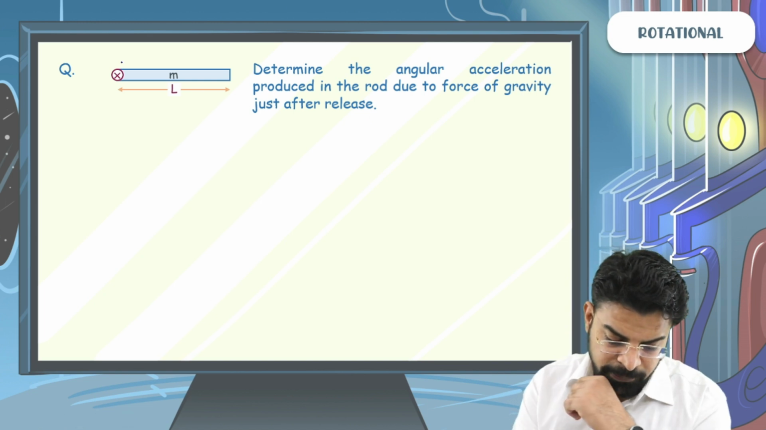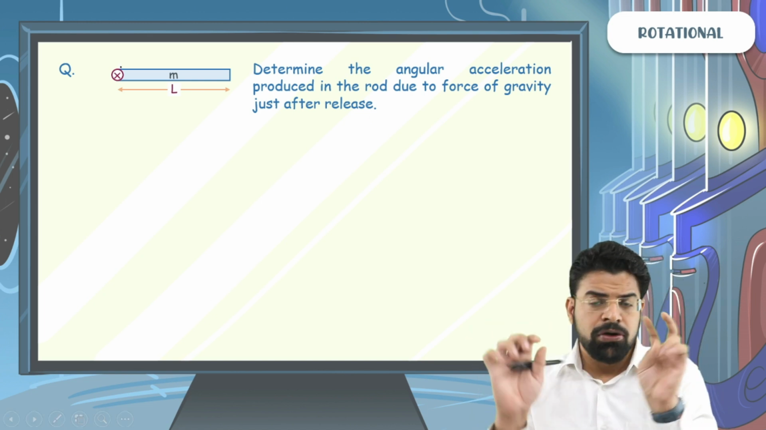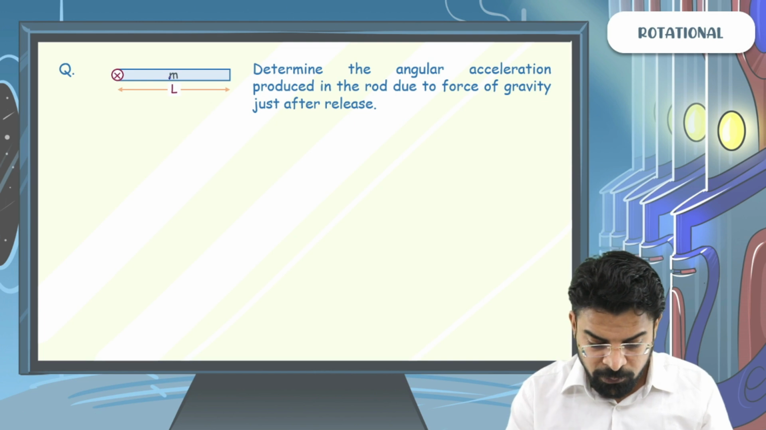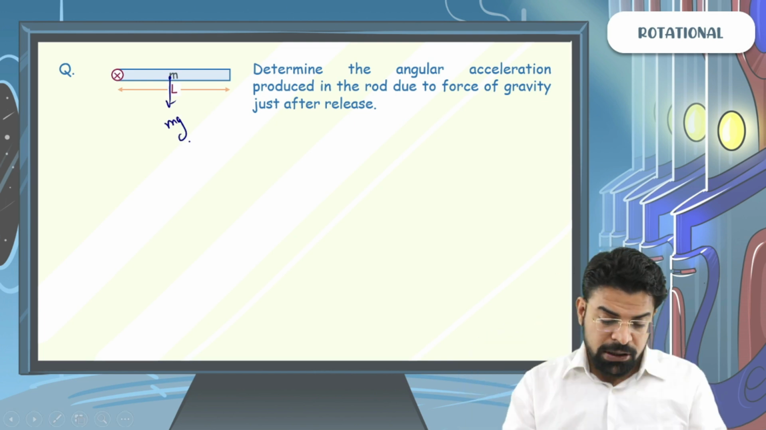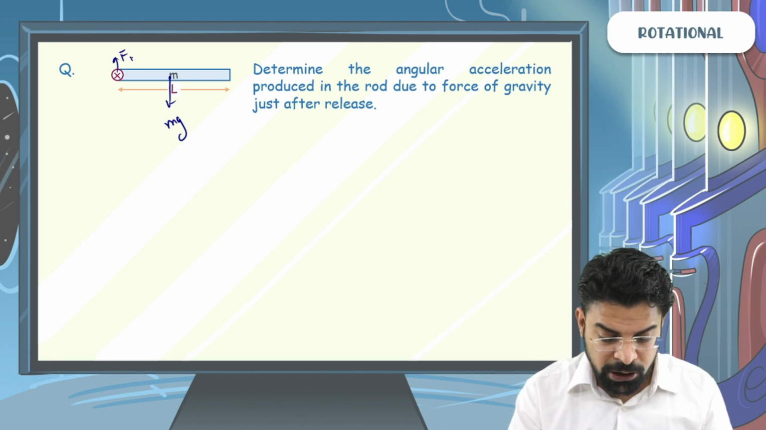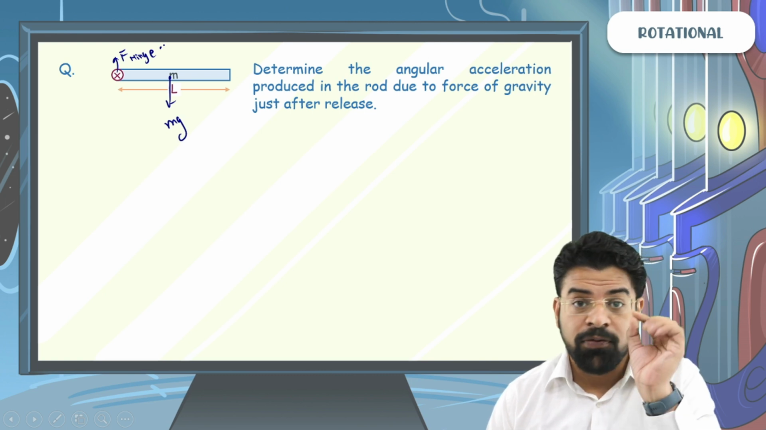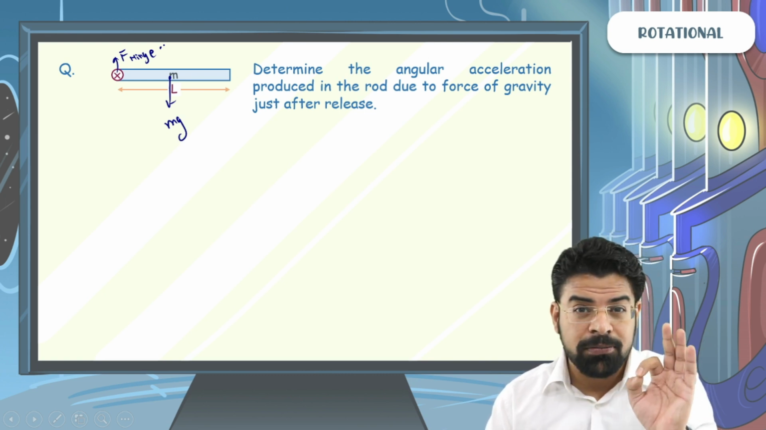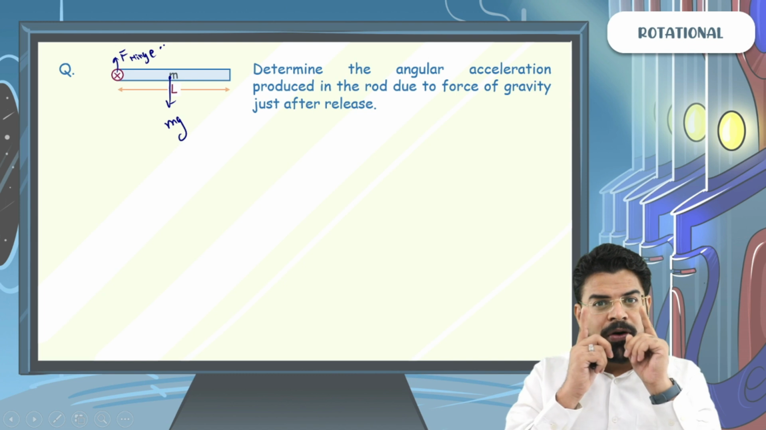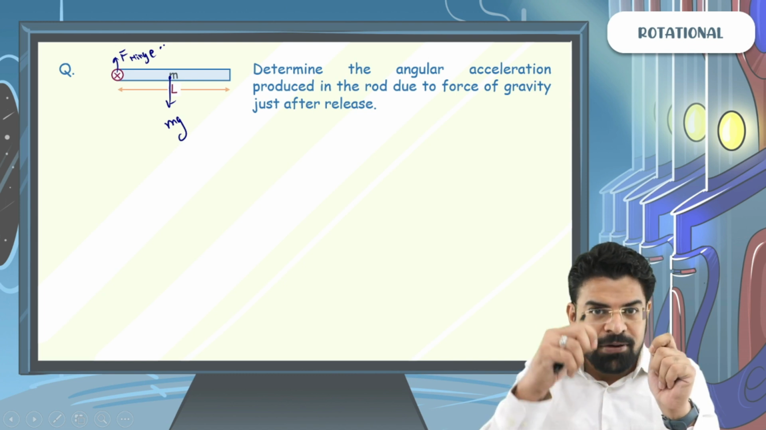So you will say, sir, just after release, there will be only two forces acting on this rod. One will be the force of gravity, which tries to turn it clockwise. One will be the force by the hinge. But about the hinge, the force by the hinge won't produce any torque because its r is 0. So there will be only one force producing the torque, and that will be the force of gravity.